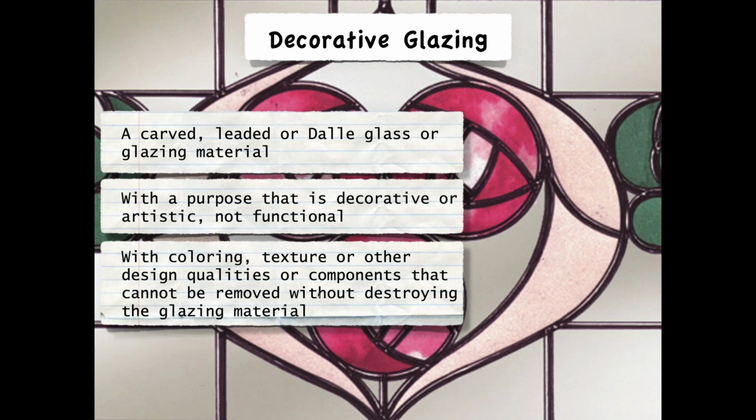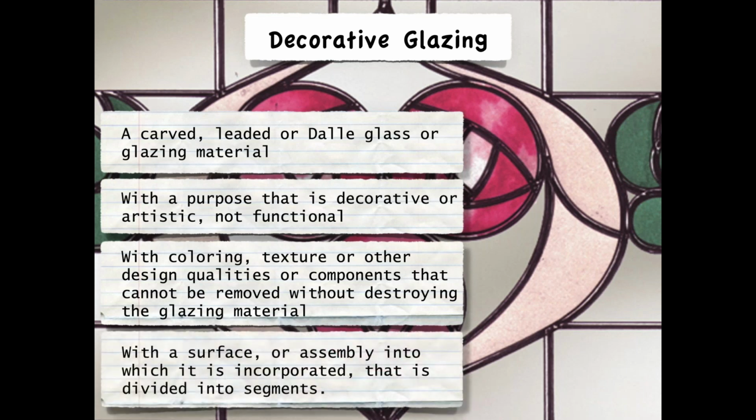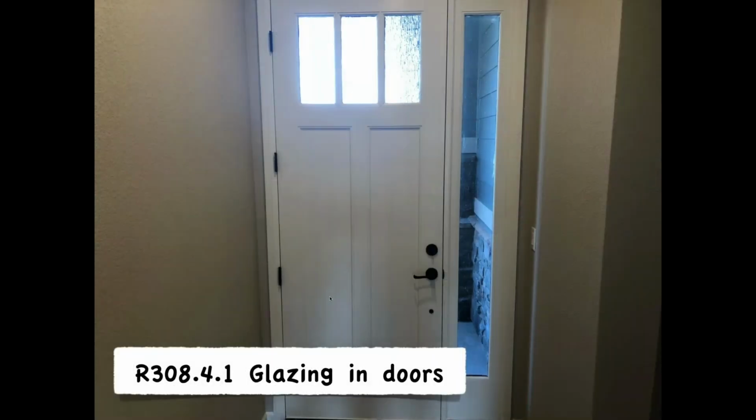And then it goes on to say, with a surface or assembly into which it is incorporated that is divided into segments. So all of these things are speaking to, you know, most stained glass is smaller pieces, right? It's divided into segments that it's incorporated into the assembly. You could have stained glass with big giant pieces of glass within it, and guess what? Walk real carefully around it and enjoy the beauty of your stained glass. And that's the trade-off the code gives. But it's very specific. There's no loopholes here. All right, what's the other exception?